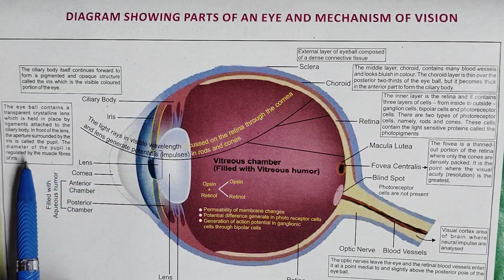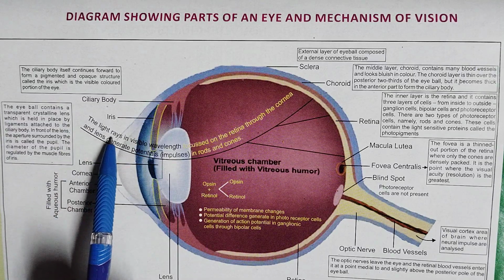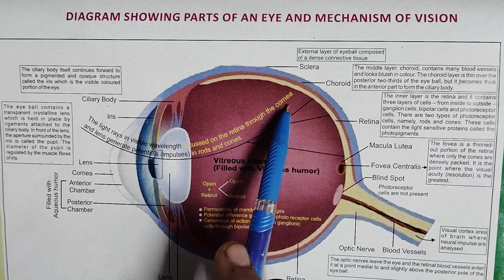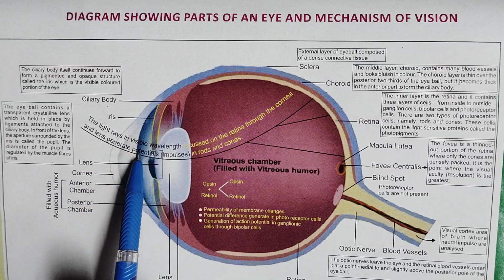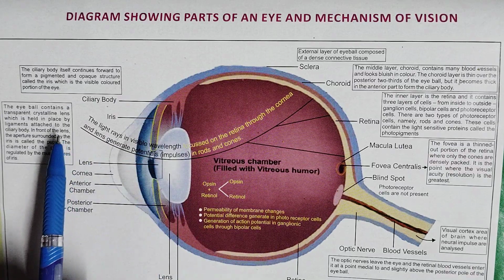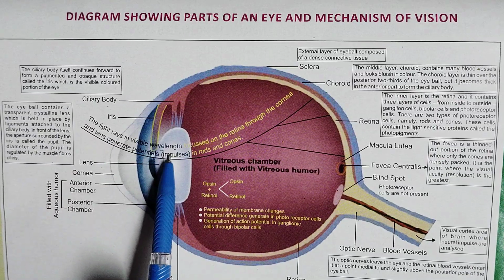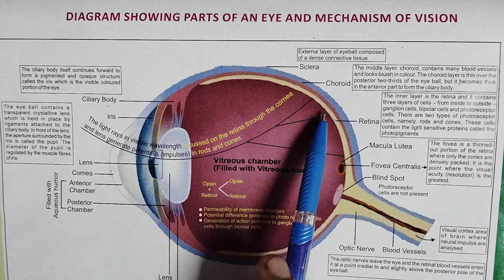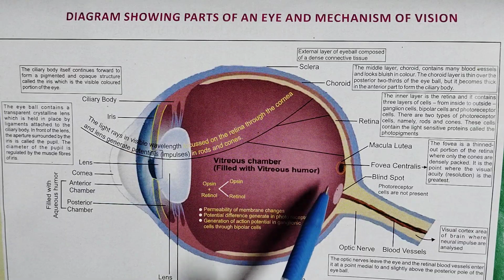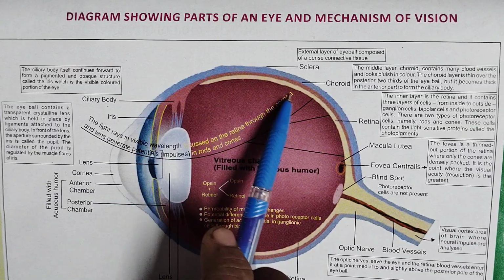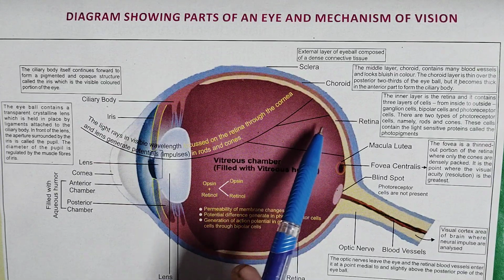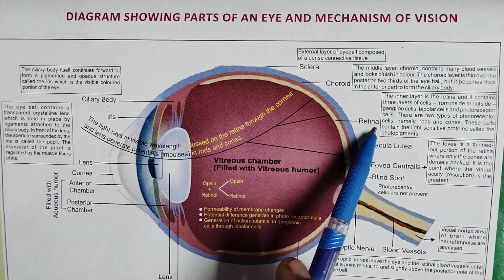The light rays in visible wavelength are focused on the retina through the cornea and lens, and generate potentials in rods and cones. So light coming from this side goes inside and falls on this surface, and this surface is called the retina. This retina forms images.